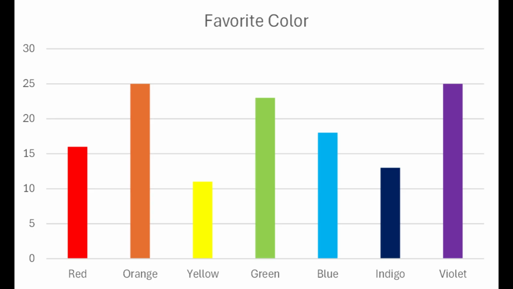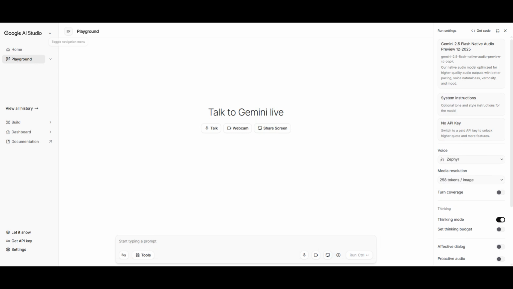We now have a graph in Excel that's color-coded to match the responses, and we built it live using voice and screen sharing. This was a simple example, but now you've seen how Google AI Studio works in practice, and you can start testing it for your own use cases, whether that's reports, analysis, learning new tools, or supporting your team.